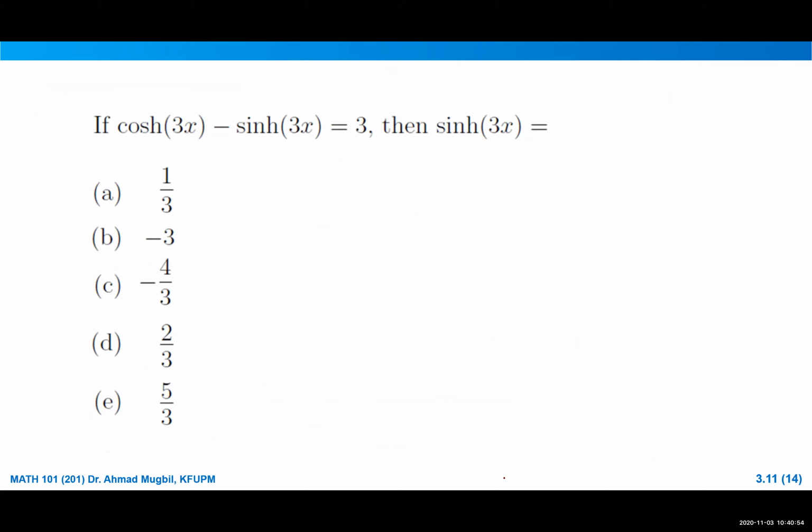And I will give you now like 2 minutes to solve this, please. This is an old exam question. Please take a pen and paper and start practicing by solving this old exam question. If cosine hyperbolic 3x minus sine hyperbolic 3x equals 3, then what will be sine hyperbolic 3x? And let me launch a polling.